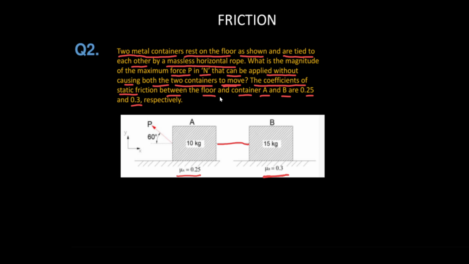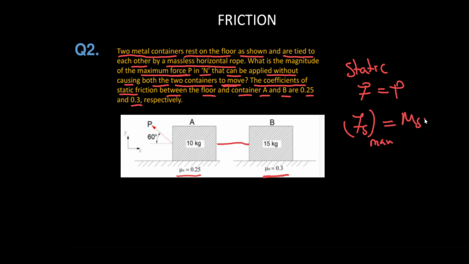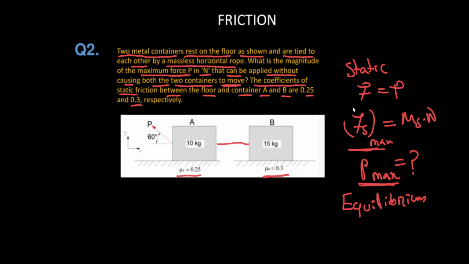He is talking about what is asked: the magnitude of maximum force P. So you know, in static, F is equal to P, and Fs maximum is equal to mu s into N. He is talking about P maximum. How much will be P maximum for equilibrium? P maximum will be in one direction and Fs max will be in the opposite direction to P maximum. These two must be equal to each other. He is simply saying you just need to calculate P maximum.